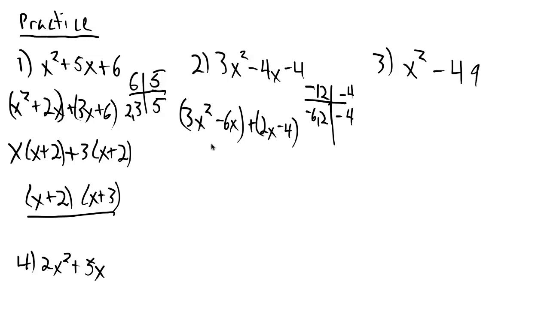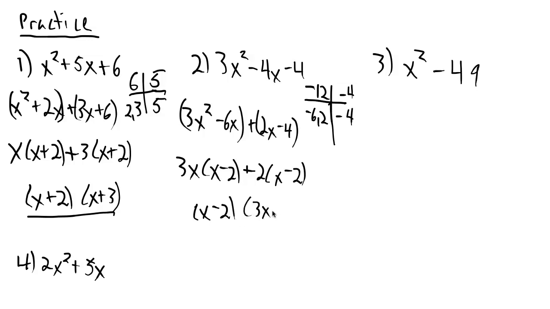And we do this, we see that we can pull a 3x out from that. We're left with x minus 2. And we can pull out a 2 from the other one. We're left with x minus 2. Our 2 terms are the same, so those combine. We get x minus 2. And we take what's left over. We get 3x plus 2.